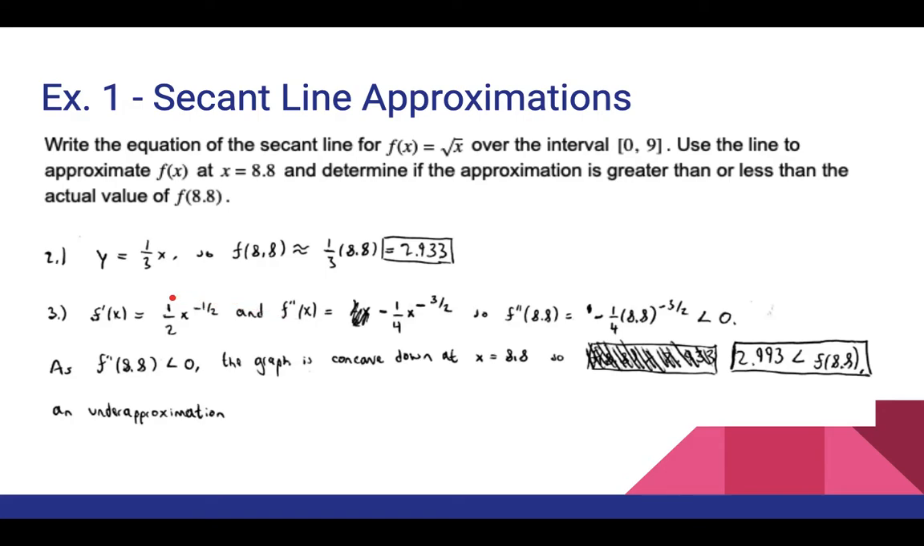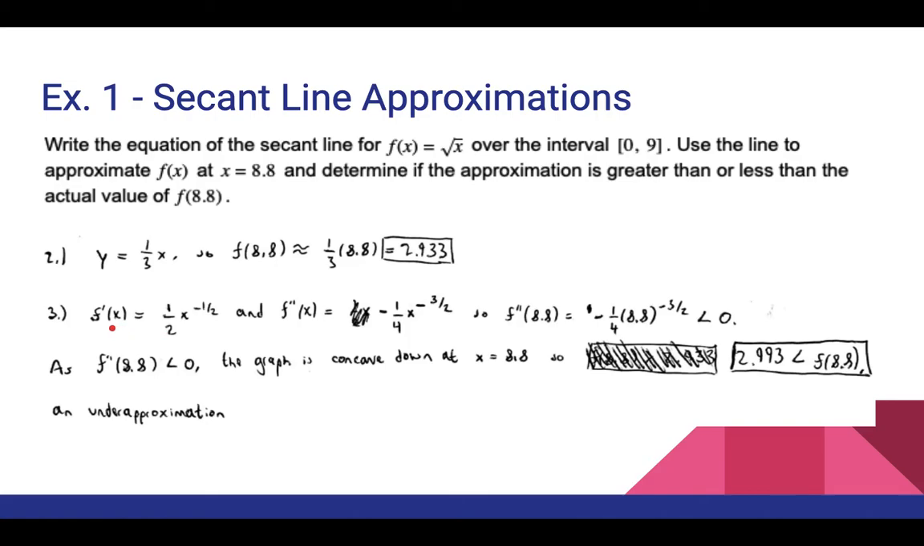Alright, so next we're going to use that secant line to get an approximation. So f of 8.8 is approximately going to be equal to 1/3 of 8.8. We just plug x equals 8.8 in. And as a result, we get that f of 8.8 is about 2.933. Lastly, if we want to determine if this is an under or over approximation, we're going to need the secant line approximation.